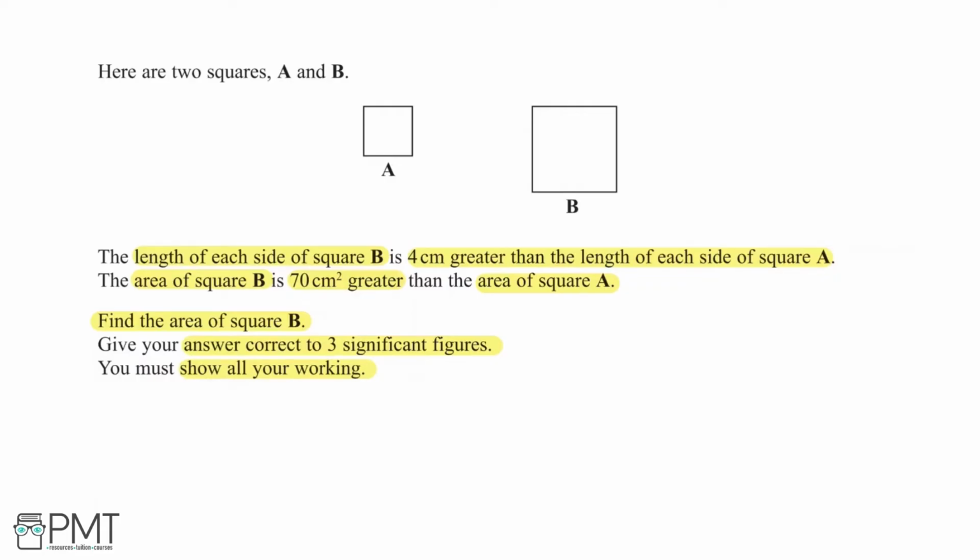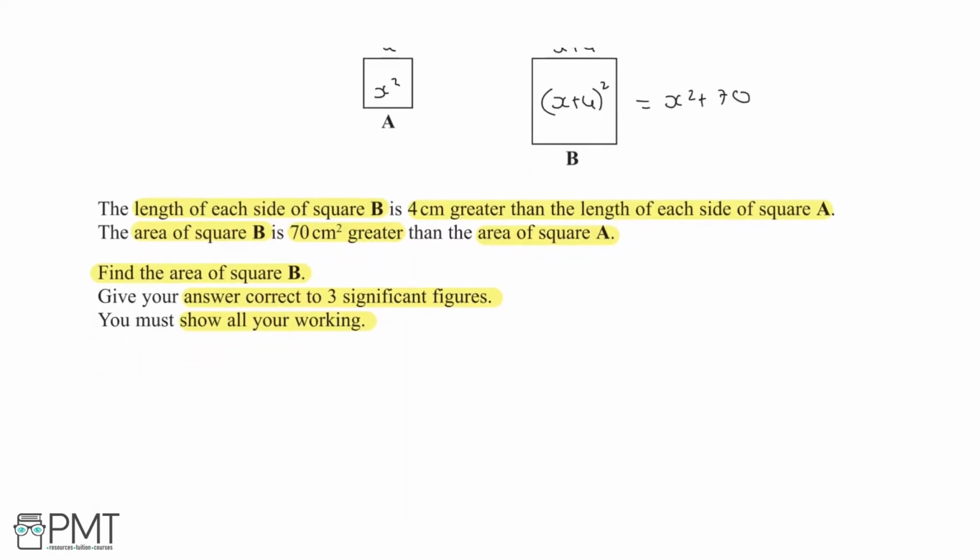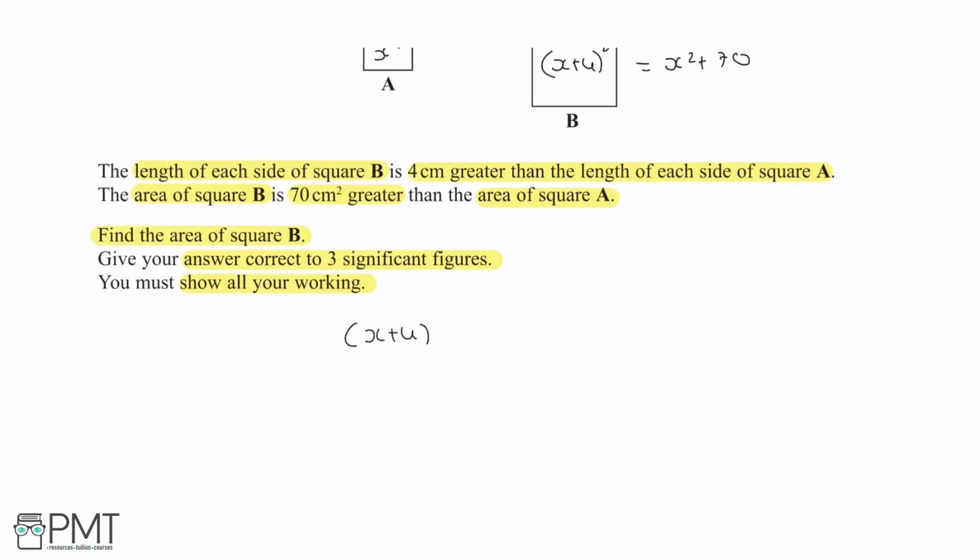So we are going to start by labeling the side of A as x and B as x plus 4. Then the area of A is going to be x squared, and the area of B is going to be x plus 4 all squared. But this is also equal to x squared plus 70, because it is whatever the area of A is plus 70. So in effect, this is the equation we need to solve: x plus 4 all squared equals x squared plus 70.